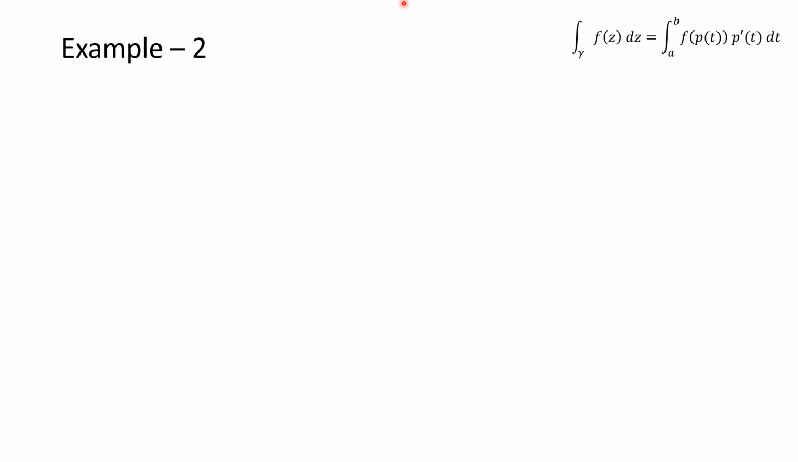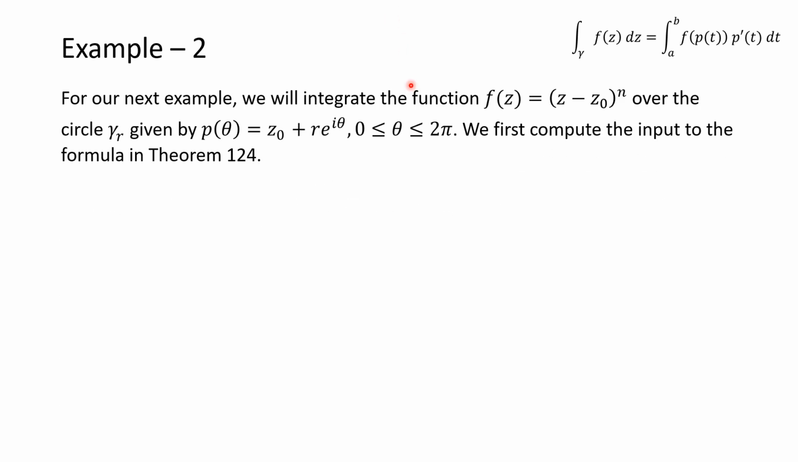We have a second example here. We're going to take the integral of f of z equals z minus z sub 0 to the n power over the smooth curve given by this parameterization here, p of theta equals z sub 0 plus r e to the i theta. This is basically a circle with center z sub 0, radius r.